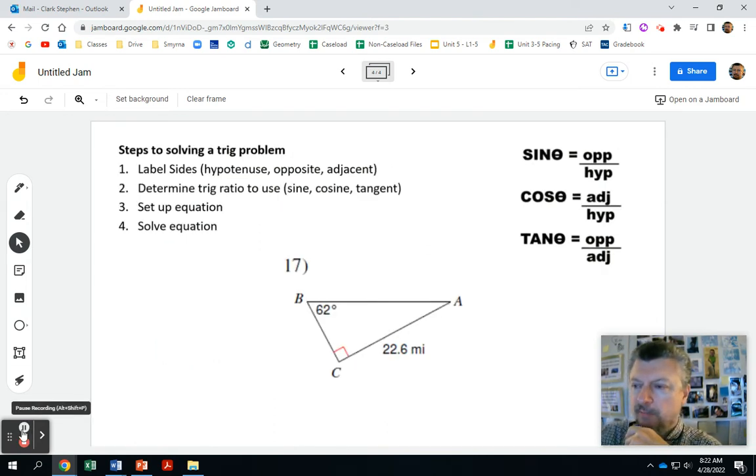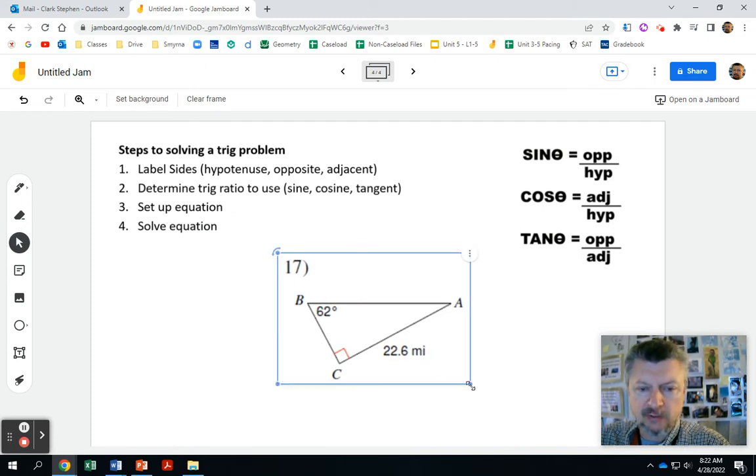All right, so now we're going to the back side of the paper on number 17, because this is different. This one says solve each triangle. That means you have to find the missing angle and both missing sides. So let's do the angle first, because the angle is pretty simple to find.